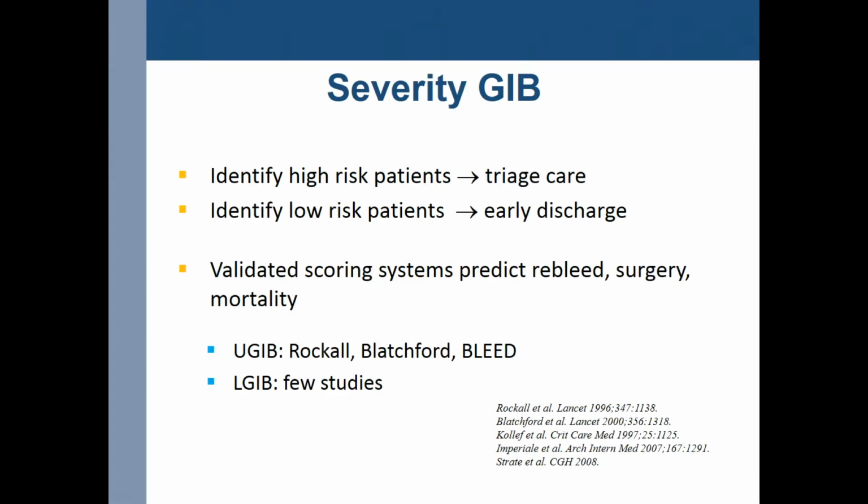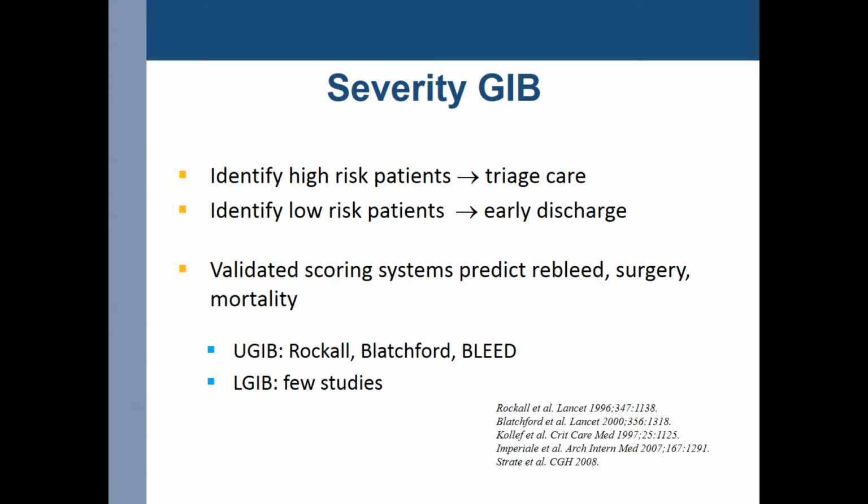So now that you have adequately resuscitated the patients and corrected their coagulopathy issues, you also want to address and assess the severity of their GI bleed. You want to try to identify those high-risk patients so you can triage their care more appropriately to whether they need to be in the ICU versus a floor bed. And you also want to try to identify the low-risk patients who may potentially be able to be discharged early.